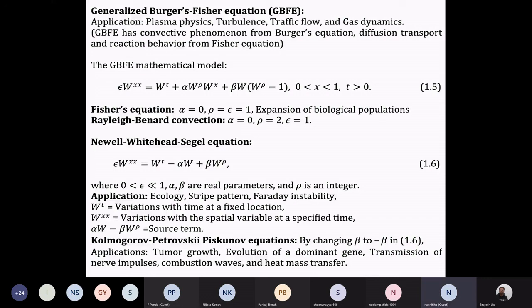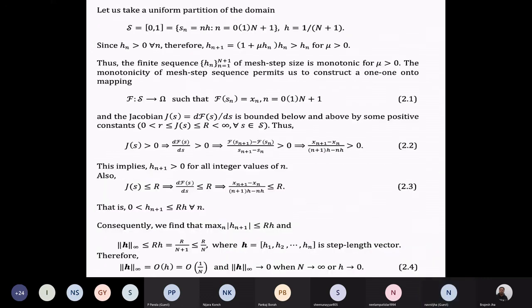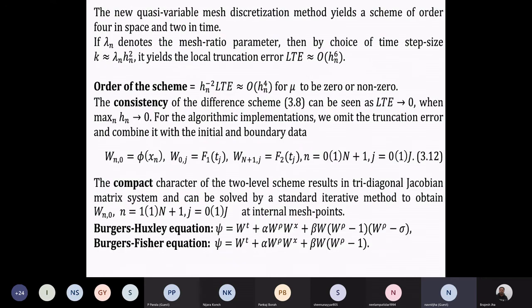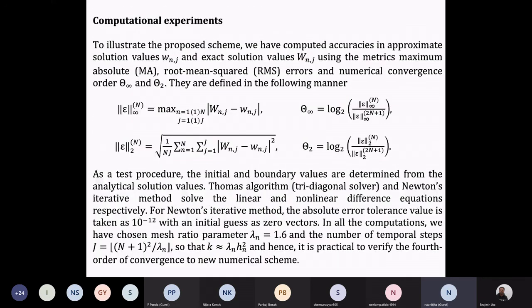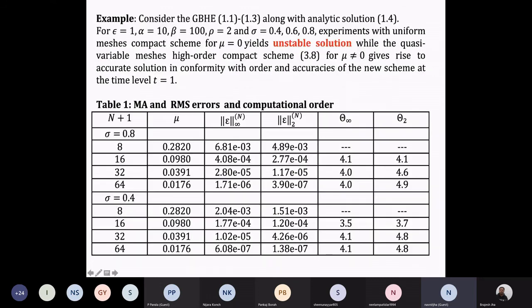Instead of discussing this, I'm coming to the numerical simulation. So the Burgers-Huxley equation is kept at epsilon is 1, alpha is 1, and beta is 10. For all this, the numerical solution error is coming out to be -3, -4, -5, -6. So this is all about the numerical simulation.